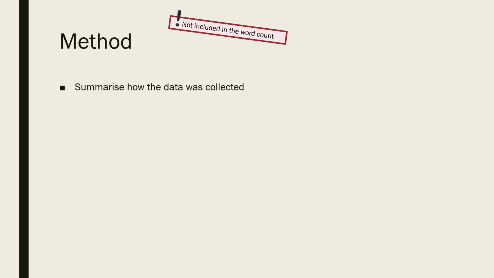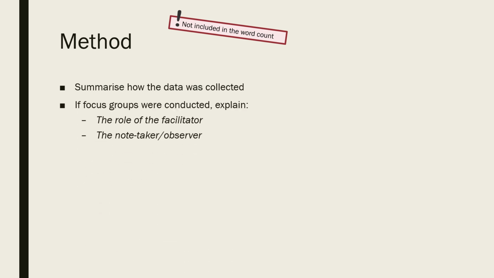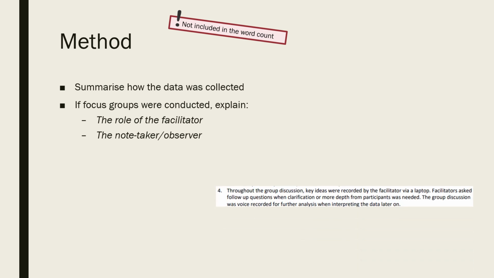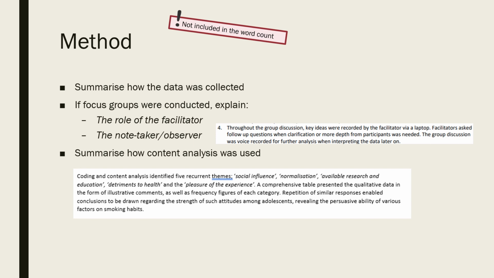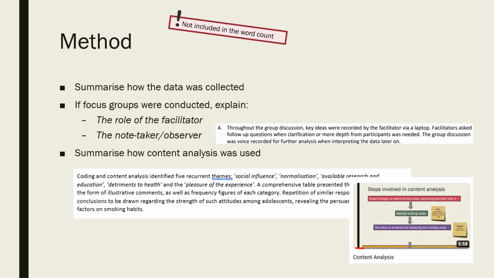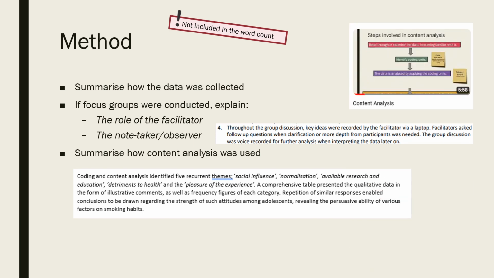Again, the reader should be able to reproduce your method, so it needs to be detailed and specific. If focus groups were conducted, you need to describe the role of the facilitator and any note takers or observers. How are the responses recorded during the focus group? Here is an example of what that could look like. You then need to explain how content analysis was used to summarize the data. This example illustrates how concise this can be. For more detail on how to conduct content analysis, watch my video describing the process that is linked in the description below.